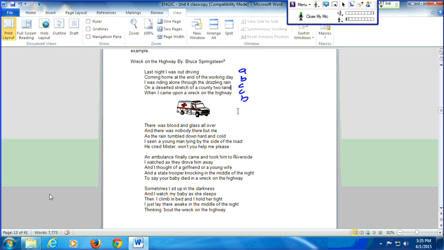Our third one is Riverside, away, wife, night, highway. So away and highway rhyme, but that's it. And then sit up in the darkness, watch she sleeps, hold her tight, middle of the night, thinking about the wreck on the highway. So tight and night rhyme, and that's it. So not everything rhymes together, but there are always at least two lines that rhyme together in this ballad. And that will lead us into our next little bit.